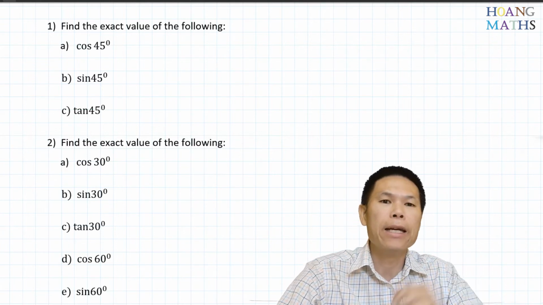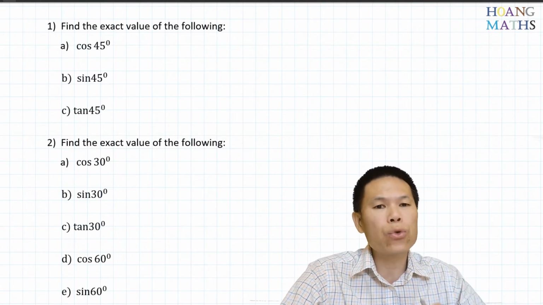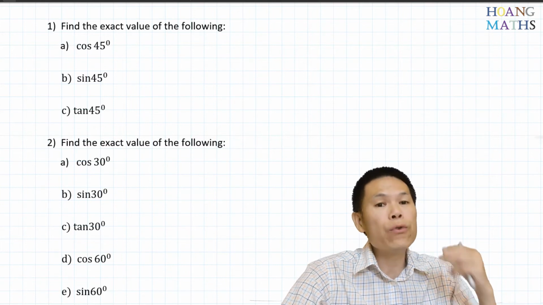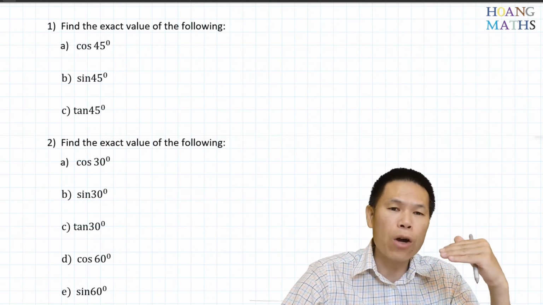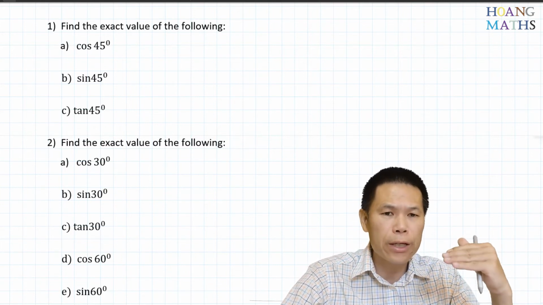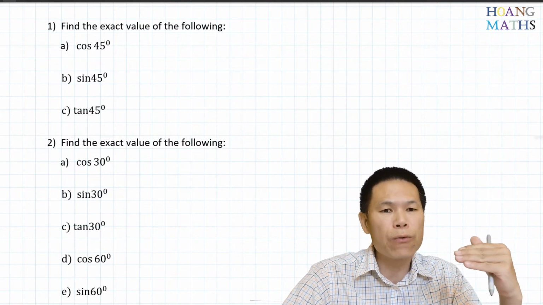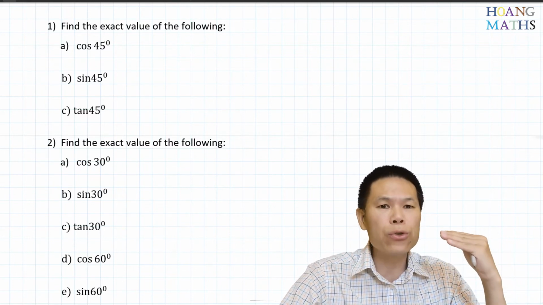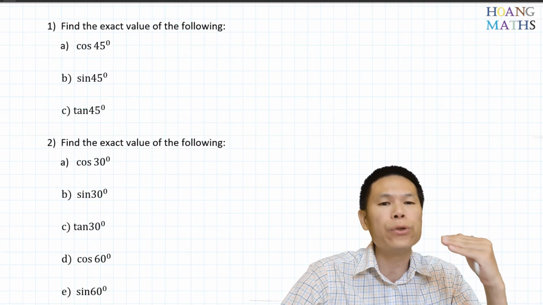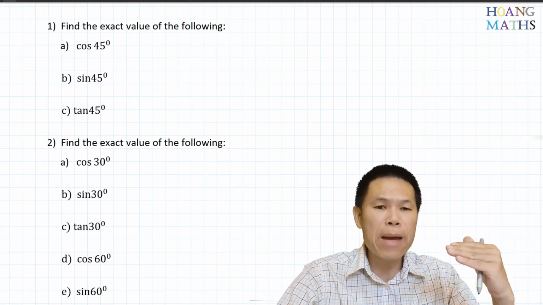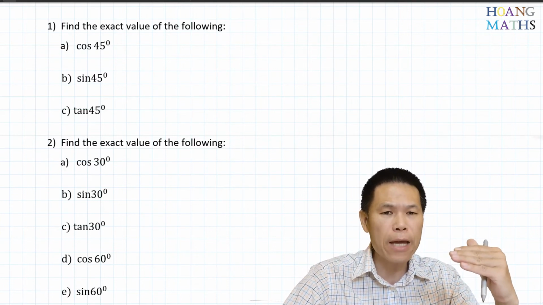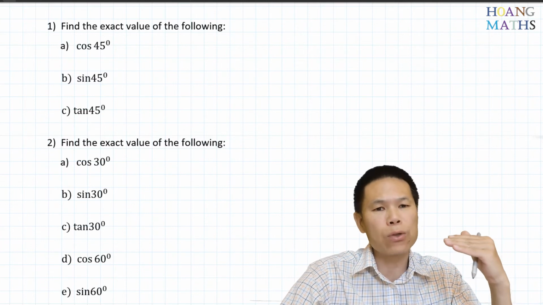Hi, I'm back. How did you go? So let's go through it together. If you remember the exact value of cos, sine, tan of 45, 30, and 60, you can just quickly write the answer out. Otherwise, you can use a triangle to work it out, or a calculator to help you out. Okay, whichever method, it doesn't really matter. Let me just quickly use a calculator to work it out for you.